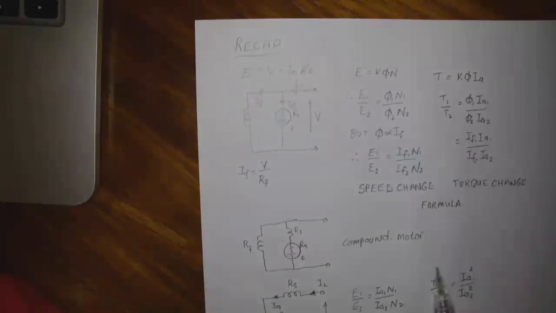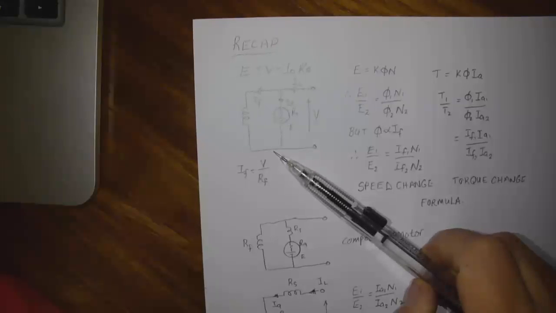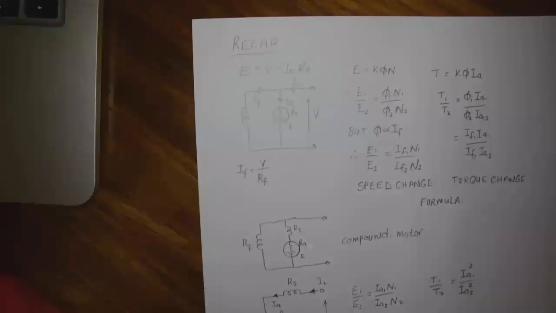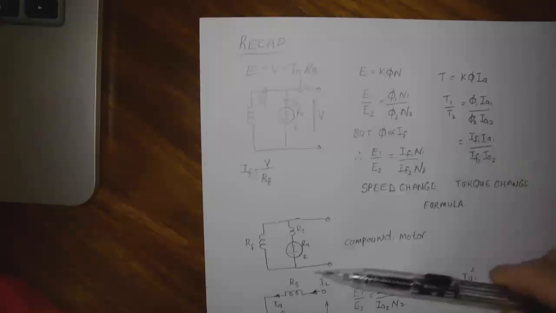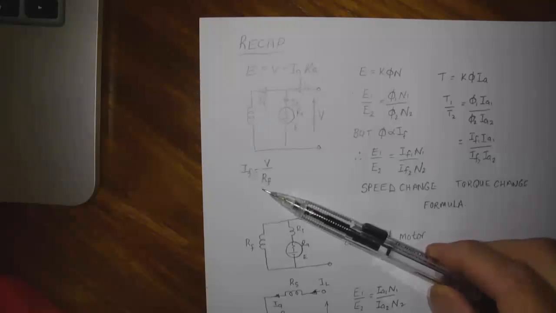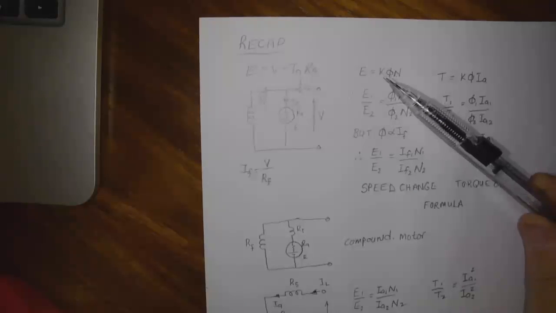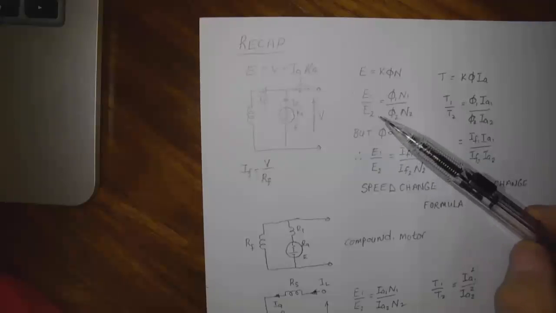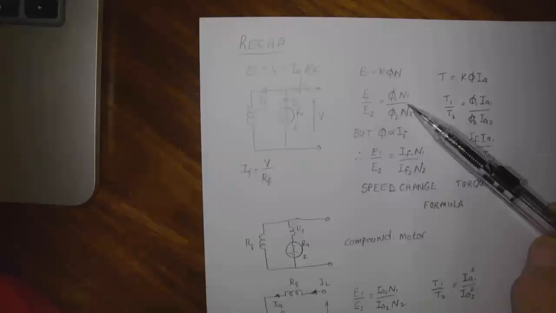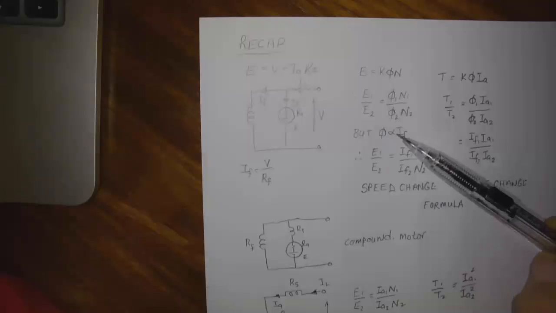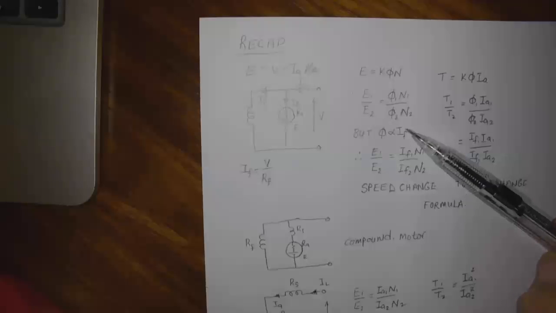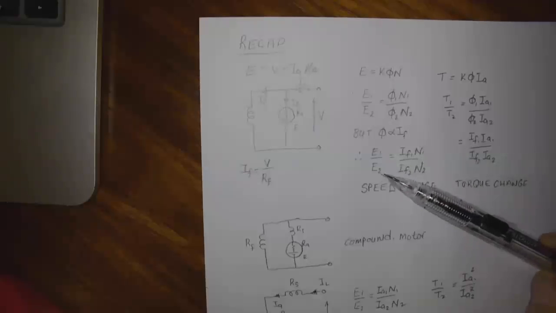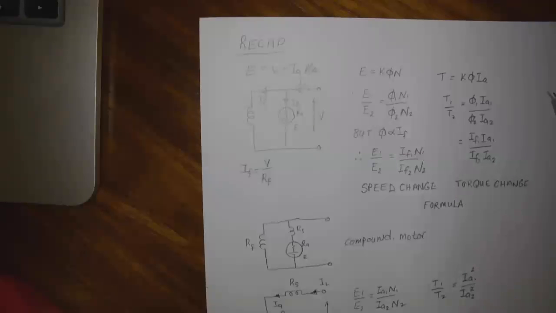All right. So first of all, if we look at a shunt motor, we know that the induced EMF is V minus IaRa, and the field current is V over Rf, and also that E is equal to a constant times the flux times the speed. And then we can change the formula like that: E1 over E2 is flux 1 N1 over flux 2 N2. But we know that flux is directly proportional to your field current, and therefore we can say that E1 over E2 is I field 1 N1 over I field 2 N2. That is known as the speed change formula.